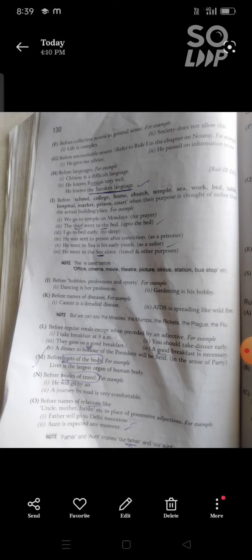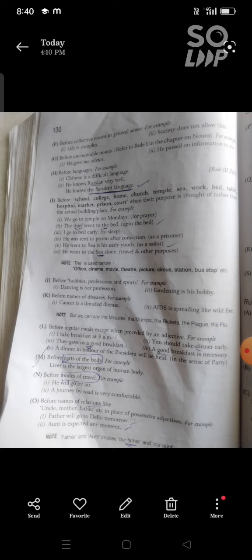Next, before modes of travel. He will go by air. A journey by road is very comfortable. So like this, when we use modes of travel, we don't use any articles. This is also one important condition, keep it in mind.